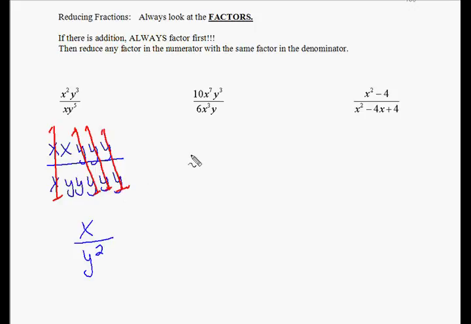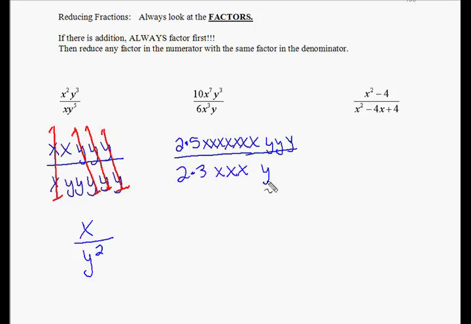Let's try it again, this time with some numbers. 10x to the 7th y cubed divided by 6x cubed y. Well, 10 is 2 times 5, a bunch of x's, I believe there will be 7 of those, and 3 y's. In the denominator, 2 times 3 is 6, and then 3 x's and just 1 y.